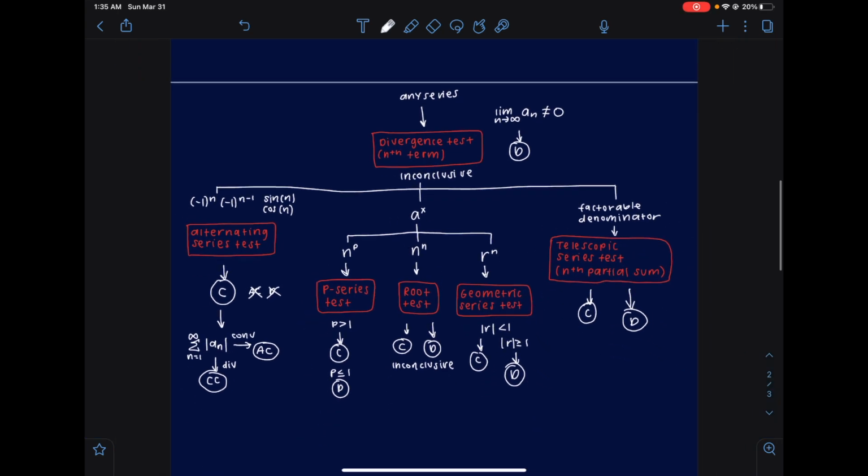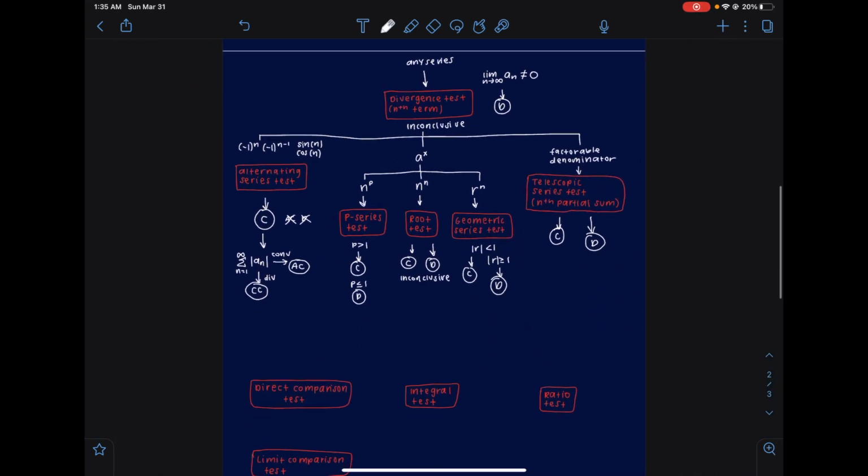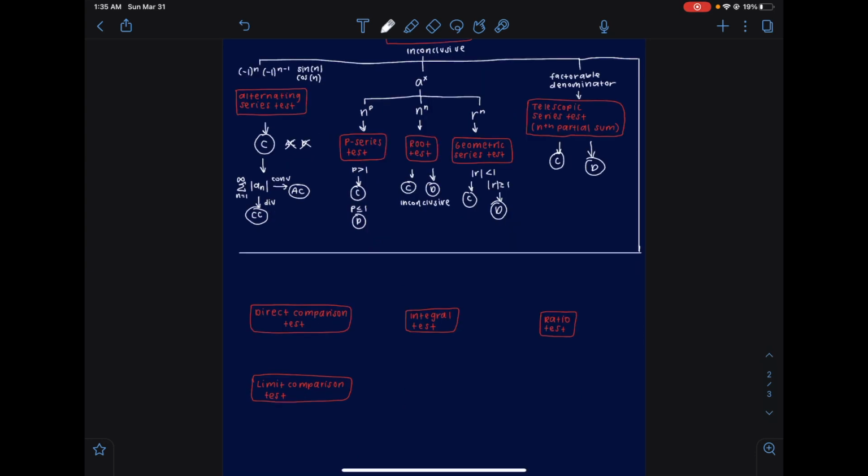Now let's zoom out a little bit. Say that you've asked yourself all 3 of these questions. Is it alternating? Is it an exponential form? Does it have a factorable denominator? And say that your answer is no to all of them. What you're going to do then is you're going to ask yourself another set of 3 questions. Also note that if you took the root test and it comes out as inconclusive, then you can also go down this path. So the first question you want to ask yourself is, does it resemble a p-series or a geometric series, but it doesn't quite look very right?